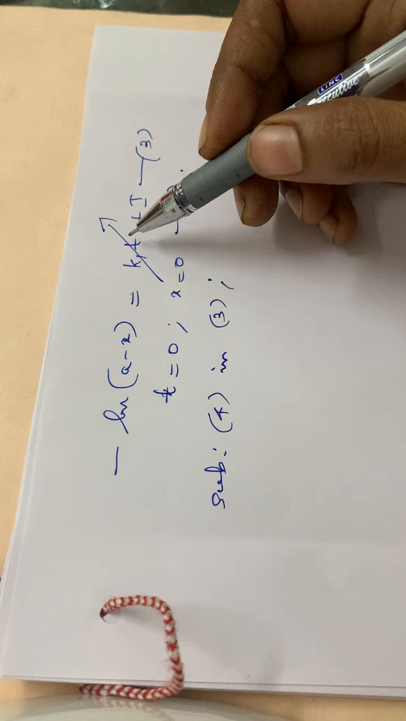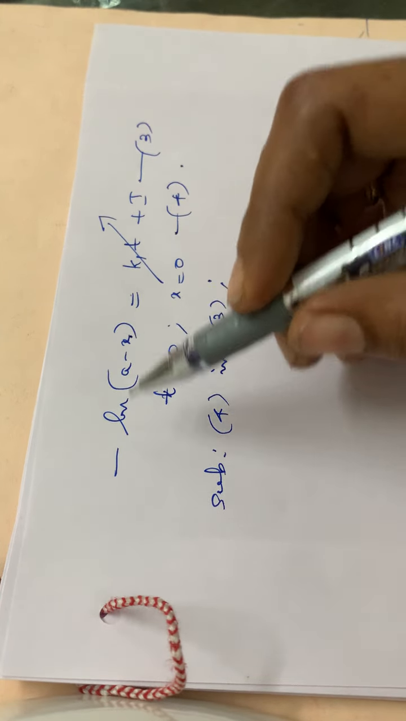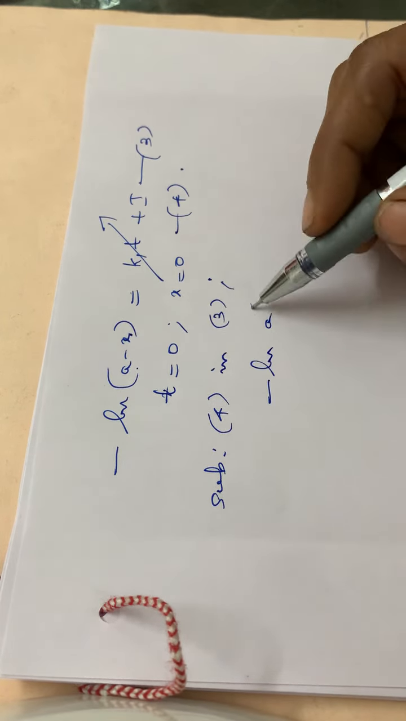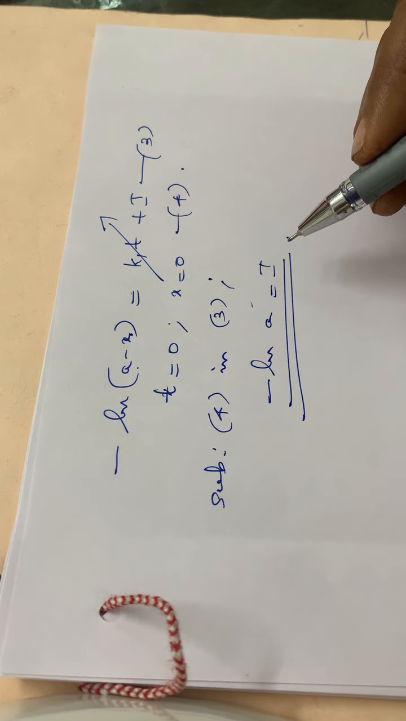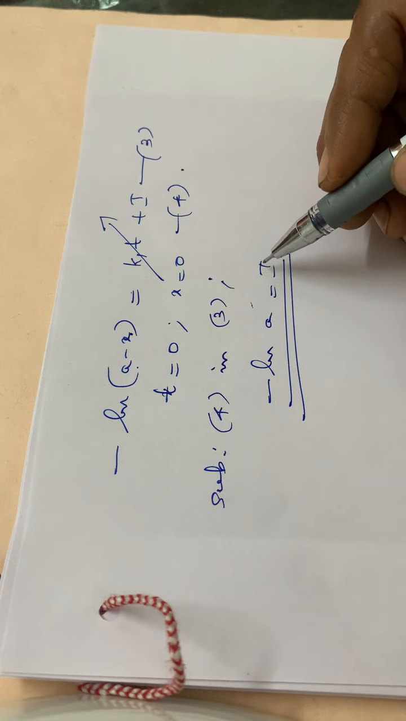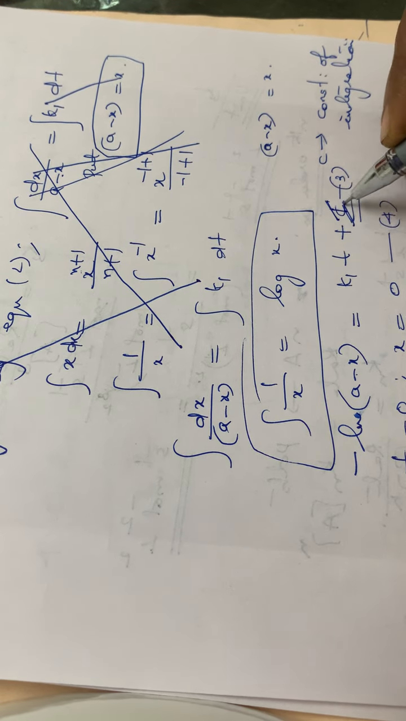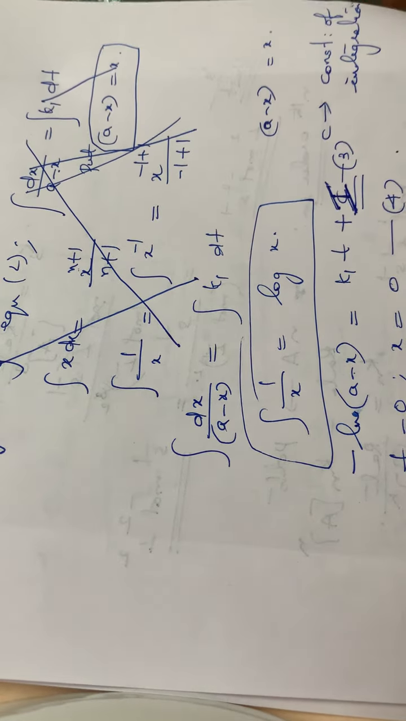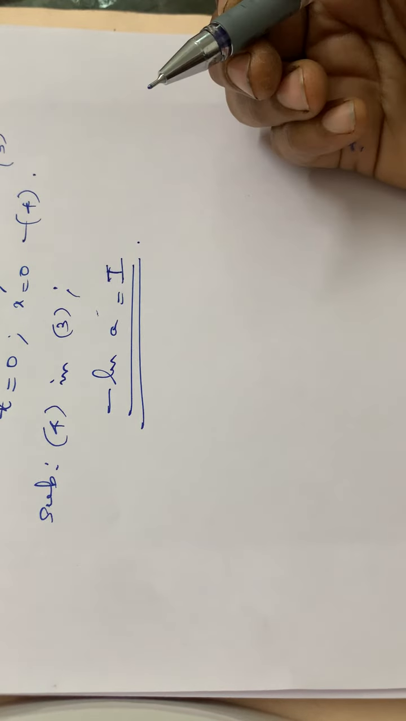Substituting 4 in equation 3, what happens? K1 t becomes 0, that term will go to 0. Then x is equal to 0. That means here it becomes minus ln a, isn't it? Minus ln a is equal to I. So we got the value of I, or the value of the constant of integration c. This can be I or c, any constant term. For the time being I am putting it as I. So here we have I is equal to minus ln a.